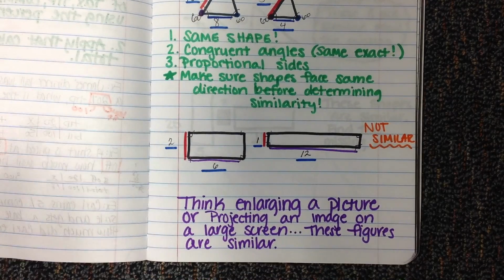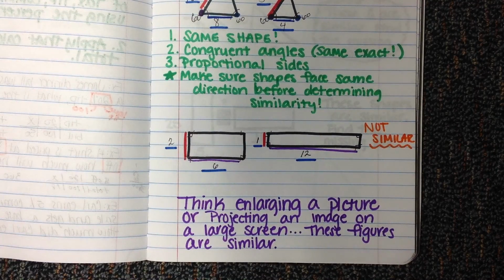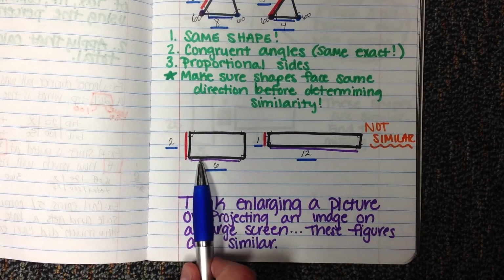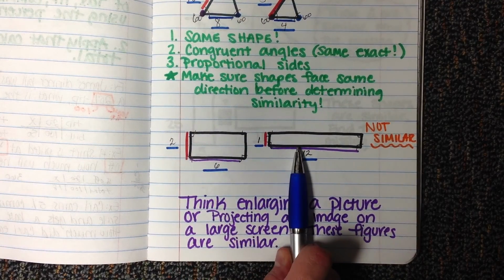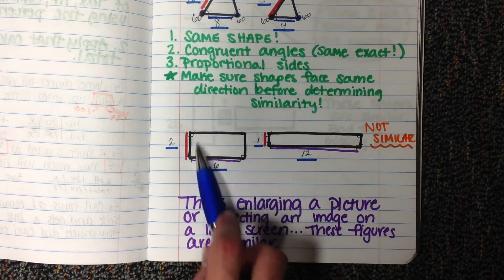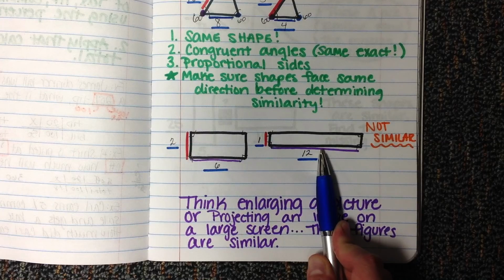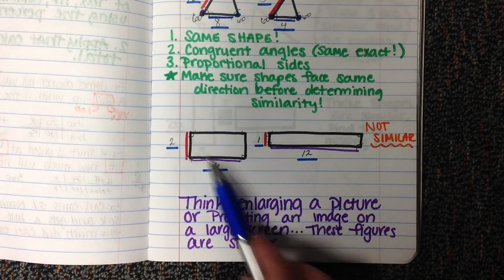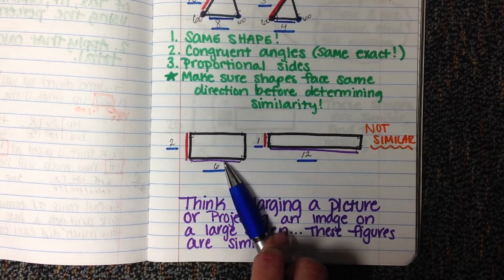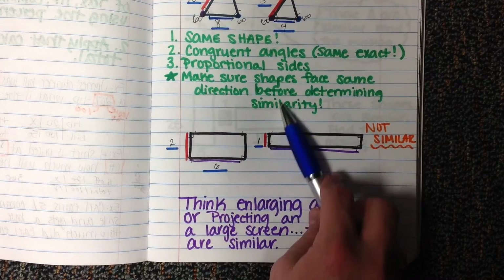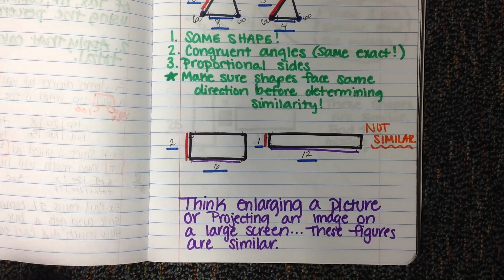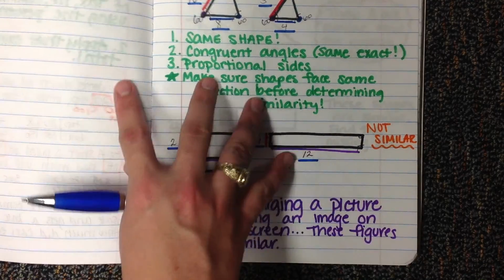When you're thinking about similarity, think about enlarging a picture or projecting an image on the large screen. Those images are similar. If I take a photograph that looks like this and I enlarge it to look like this, it's going to be a normal photograph turned to be short and kind of fat looking, yeah? Or if it was to go the other way, then it would be tall and skinny. Because I didn't enlarge both sides at the same rate, or because I didn't shrink both sides at the same rate, these are not similar.